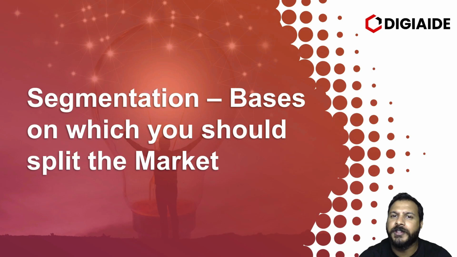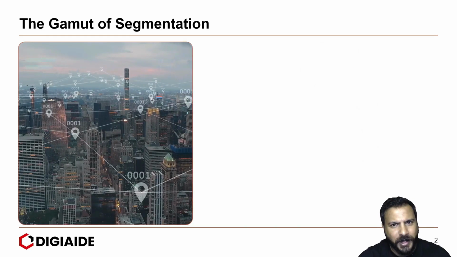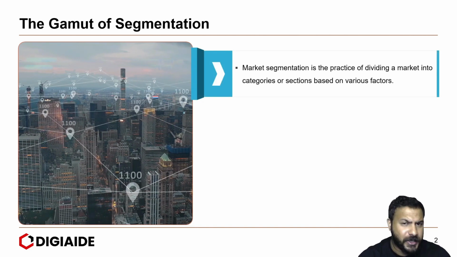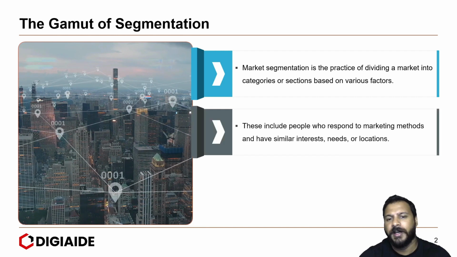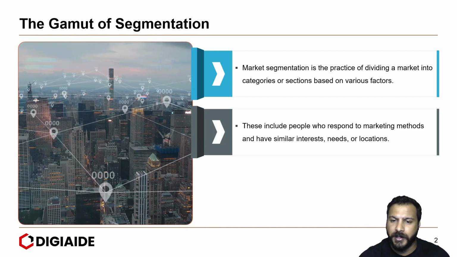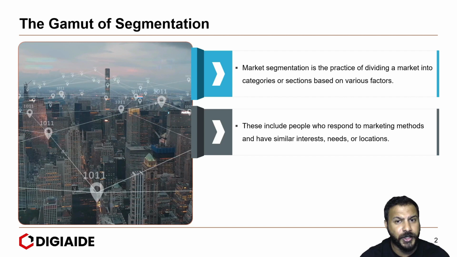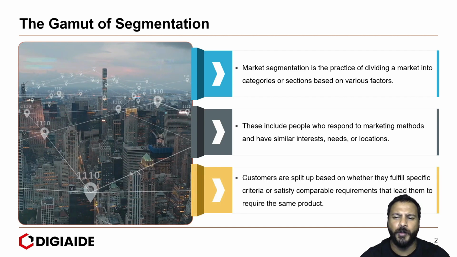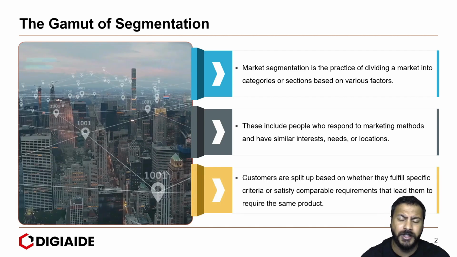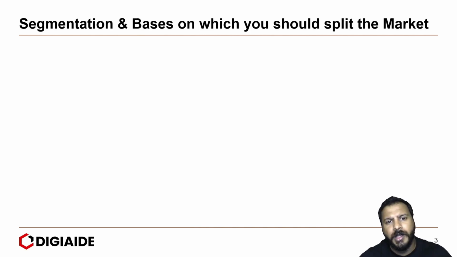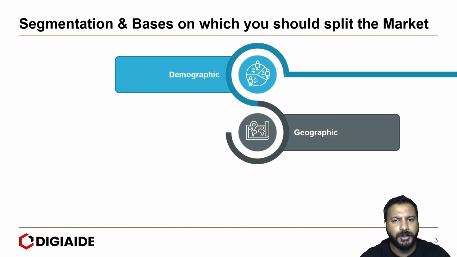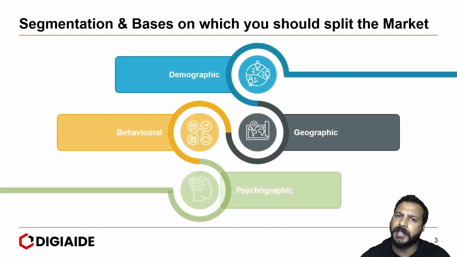Let's start with the topic of segmentation, as it is the basis on which you should split your market. The gamut of segmentation. Market segmentation is a practice of dividing a market into categories or sections based on various factors. These include people who respond to marketing methods and have similar interests, needs, or location. Customers are split based on whether they fulfill specific criteria or satisfy comparable requirements that lead them to require the same product. The bases on which you should split the market include demographic, geographic, behavioral, and psychographic.